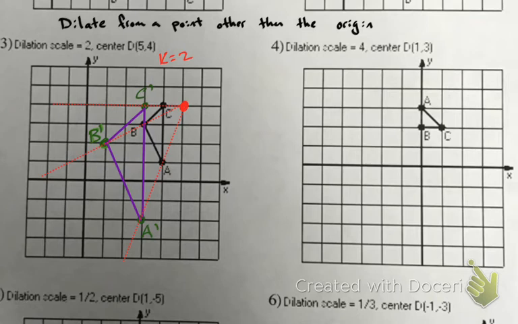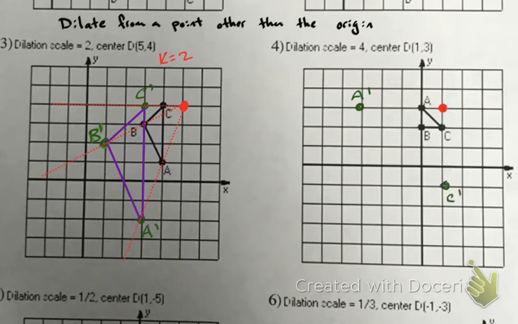So my center of dilation is at 1, 3. 1, 1, 2, 3. So it's just right here. Okay. And my scale factor is 4 now. So let's do A and C because those ones are easy. To get to A, I'm just traveling left 1. So I'll do that 4 times. 1, 2, 3, 4. So A prime is right here. C is just down 1. So I'll do that 4 times. 1, 2, 3, 4.